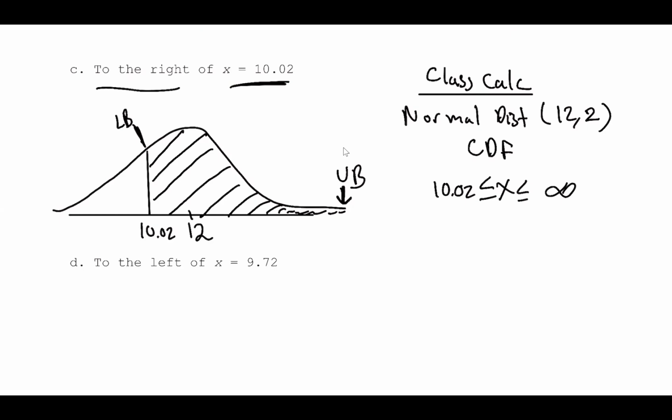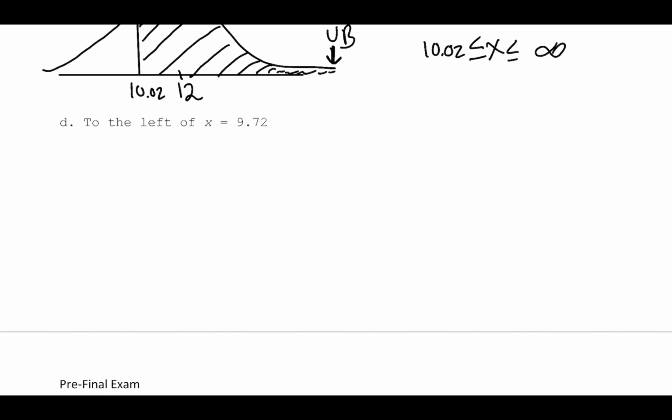So for this one, in order to get the answer, you put that the lower bound is 10.02, and for the upper bound, just leave it as positive infinity. And that will be how you get the answer for part C. Any questions for part C? All right, let's do part D.